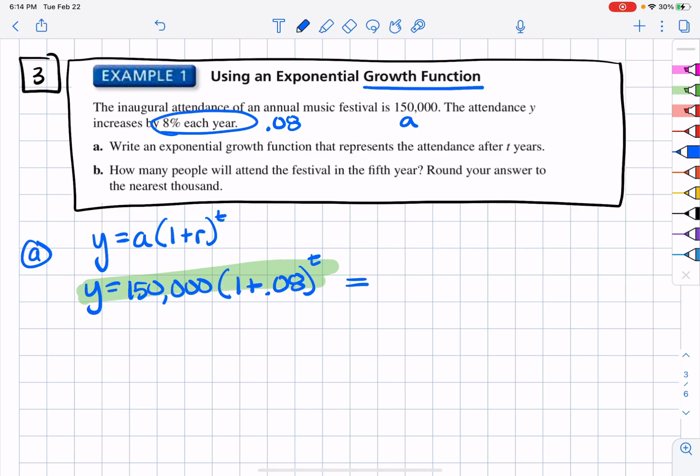Now keep in mind, you could simplify this to 150,000 times 1.08 raised to the t. All I did there was add 1 plus the 0.08 and come up with that one.